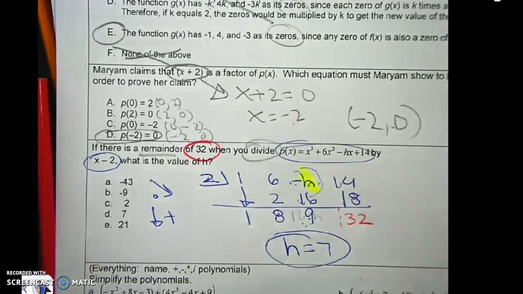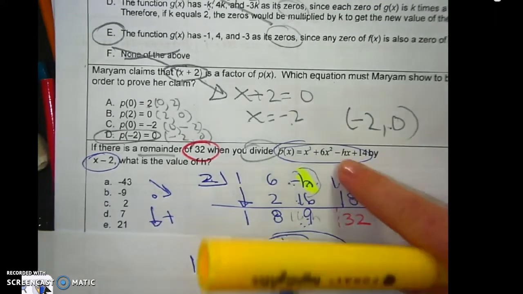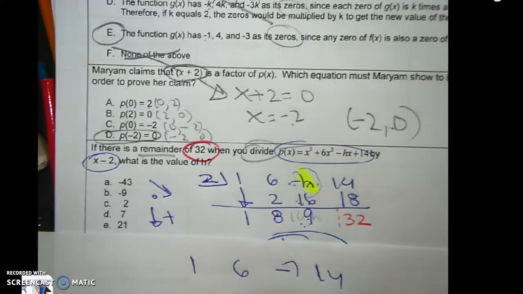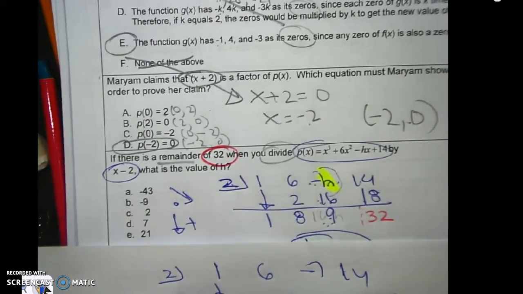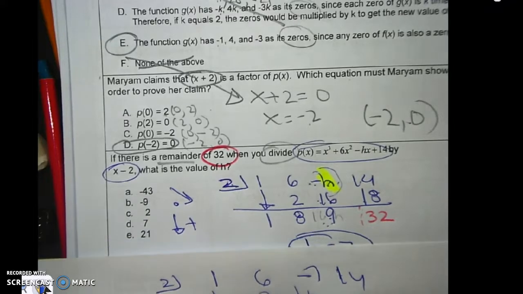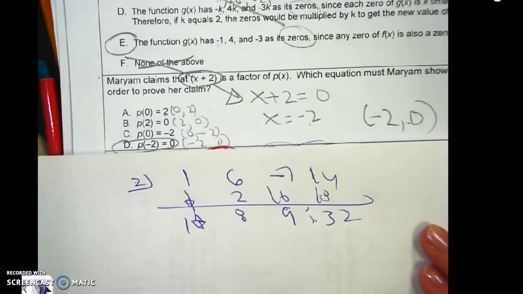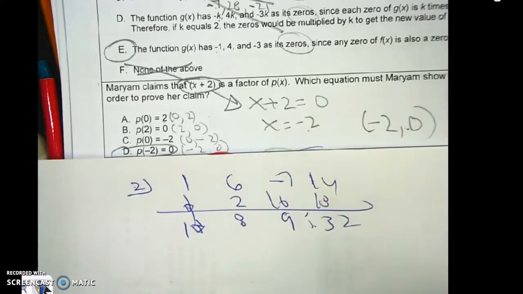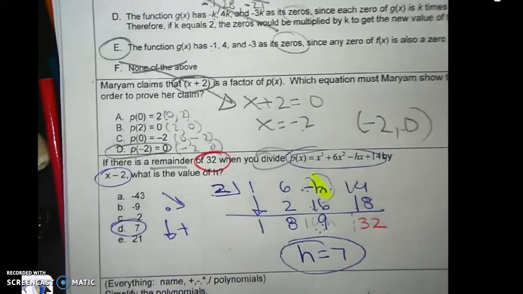And if you're not sure, you could do the problem again. So you could go 1, 6, -7, 14, draw your line, do your backwards L, bring it down, 2, 8, 16, 9, 18, 32. Sorry, you can't see that. I just redid it with my answer, and it worked out. So I know my answer is 7.